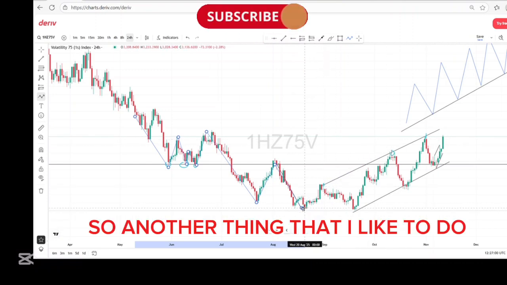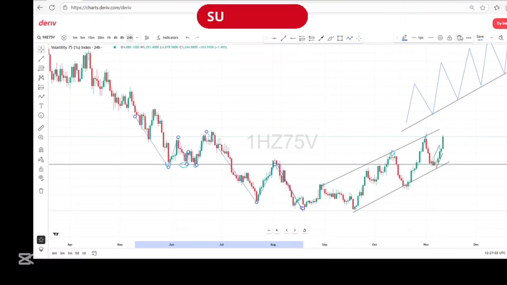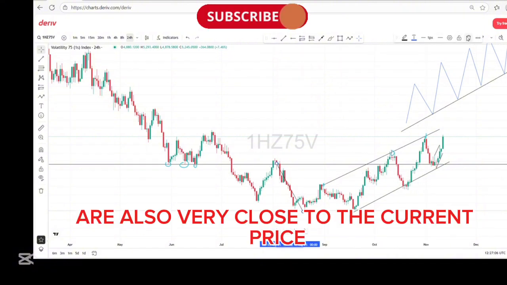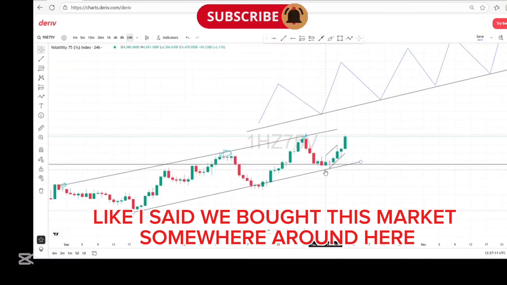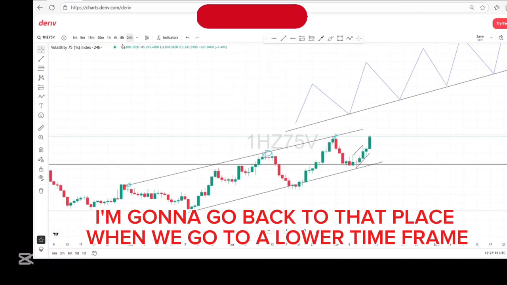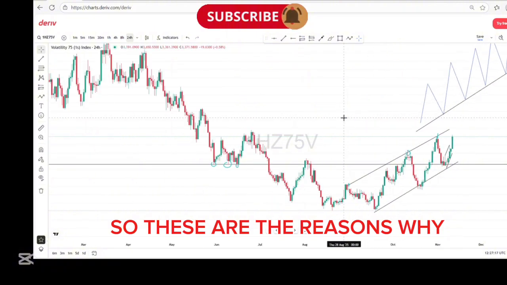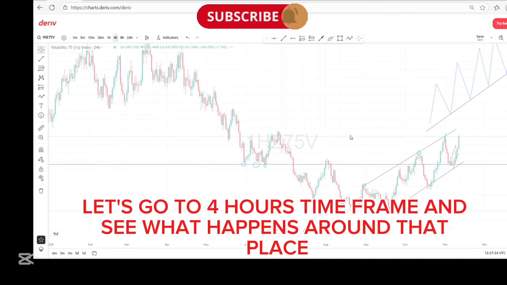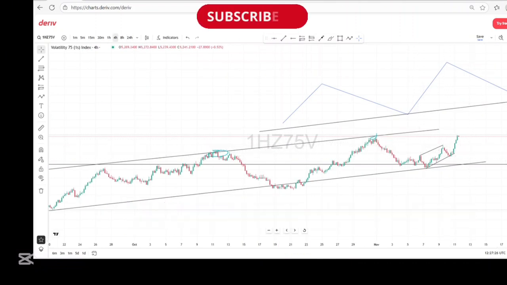Okay, so another thing that I like to do is to make sure that the key levels are also very close to the current price. Like I said, we bought this market somewhere around here. I'm going to go back to that place when we go to a lower time frame. So these are the reasons why I figured I was going to be buying at that level. Okay, so let's go to the 4 hours time frame and see what happens around that place.